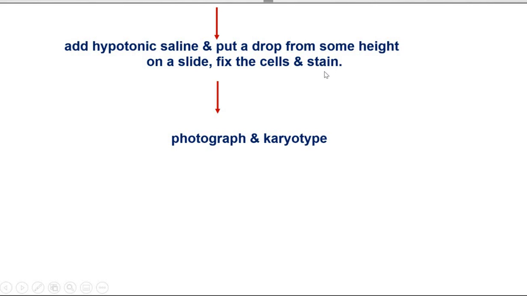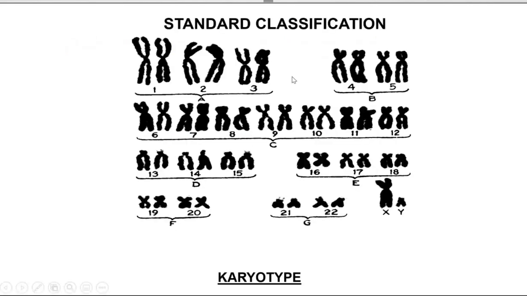Then this metaphase spread, this entire structure now on the slide, is known as a metaphase spread, which is then photographed, and the chromosomes are cut from the photograph and then they are karyotyped from A to G groups. So these are the chromosomes which have been karyotyped from A to G groups.